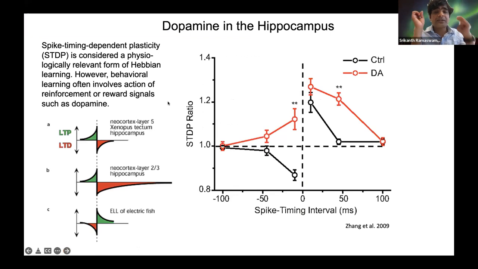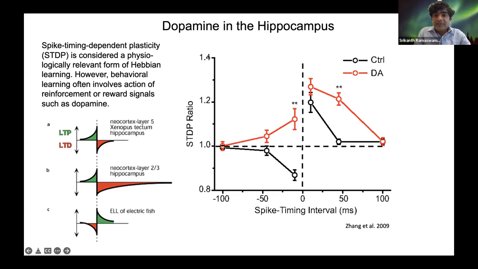So neuromodulators actually can regulate this window of plasticity induction. So spike timing dependent plasticity, which is mostly considered a physiologically relevant form of Hebbian learning, right? But depending on the neuromodulator that's acting on a certain pair of neurons in a brain region, the window for induction of spike timing dependent plasticity can be vastly regulated.